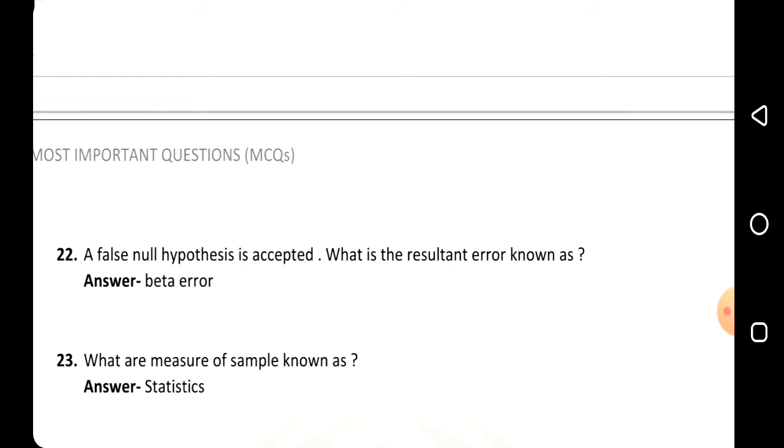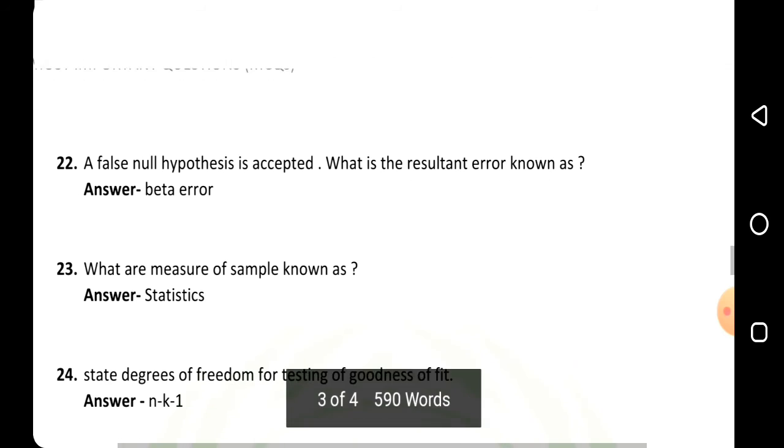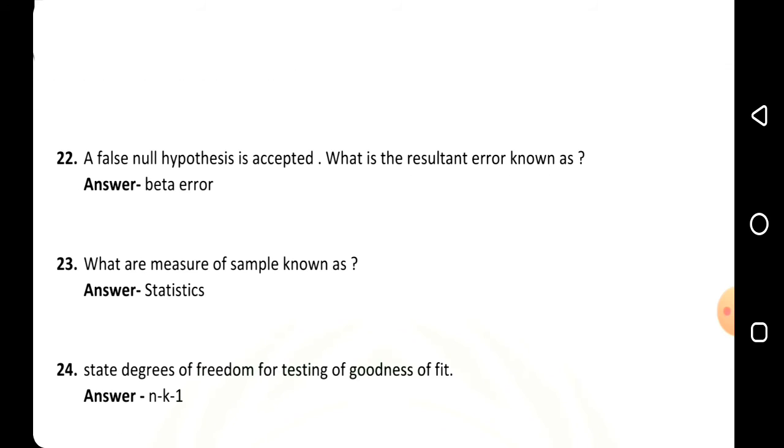22nd question. A false null hypothesis is accepted. What is the resultant error known as? Answer is beta error. 23rd question. What are the measure of sample known as? Answer is statistics.